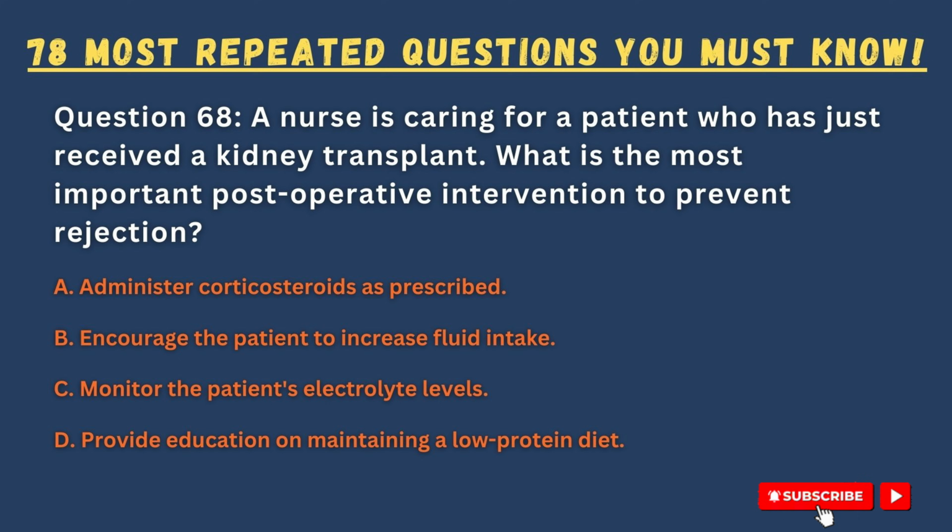What is the most important post-operative intervention to prevent rejection? A. Administer corticosteroids as prescribed. B. Encourage the patient to increase fluid intake. C. Monitor the patient's electrolyte levels. D. Provide education on maintaining a low-protein diet.